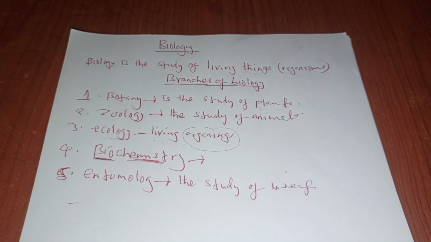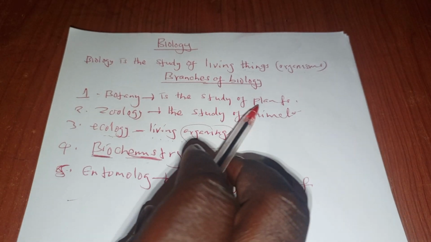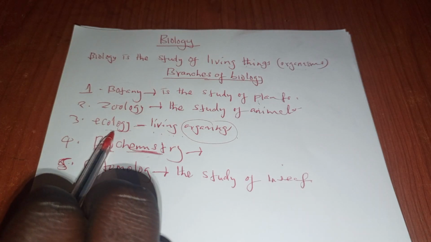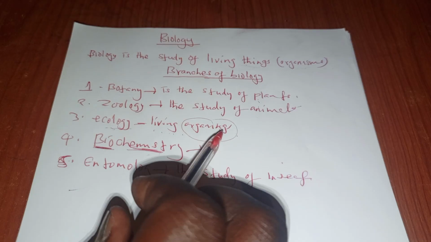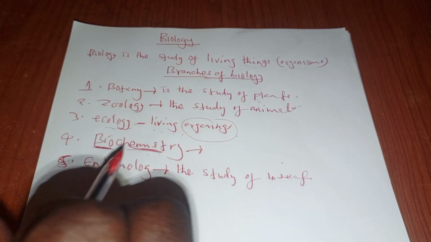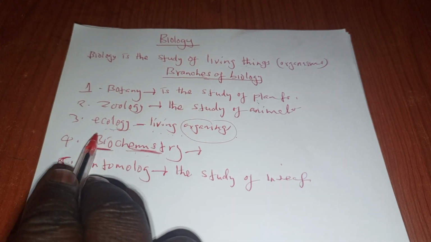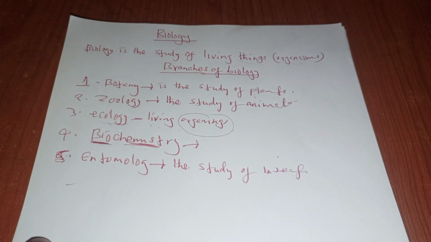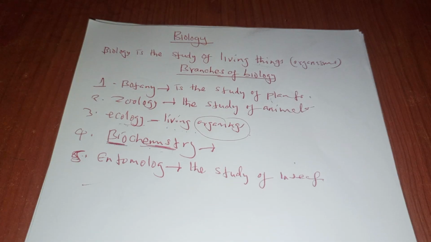So these are some of the branches of biology. The first one is botany, the study of plants; zoology, the study of animals; ecology, the study of living organisms and non-living organisms and how they interact with each other; then biochemistry, the study of chemical reactions that take place in a living organism; and entomology, the study of insects. So these are the basic branches of biology.